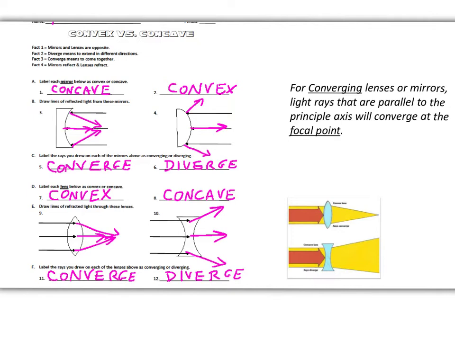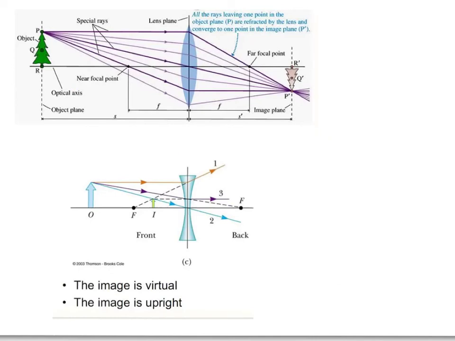When you take the test, you might consider jotting these down for yourself in the corner. Read through this sheet to confirm what you know to be true about mirrors and lenses. For converging lenses or mirrors, light rays that are parallel to the principal axis will converge at the focal point. For lenses, an image formed through the lens on the other side constitutes a real image, whereas an image formed on the same side of the lens as the object itself is considered a virtual image.